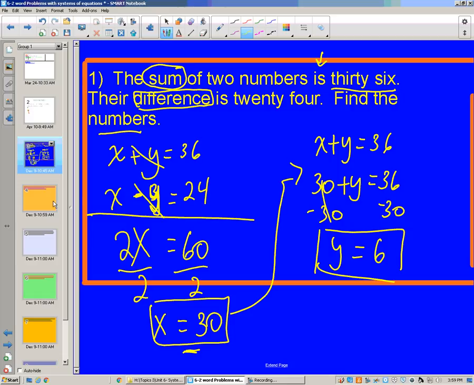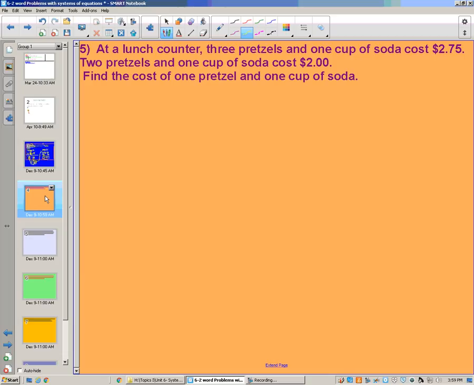All right, why don't you go to the back there and go to number 5. Let's do this one together. This is a nice example. The question says: at the lunch counter, 3 pretzels and 1 cup of soda cost $2.75, and 2 pretzels and 1 cup of soda cost $2.